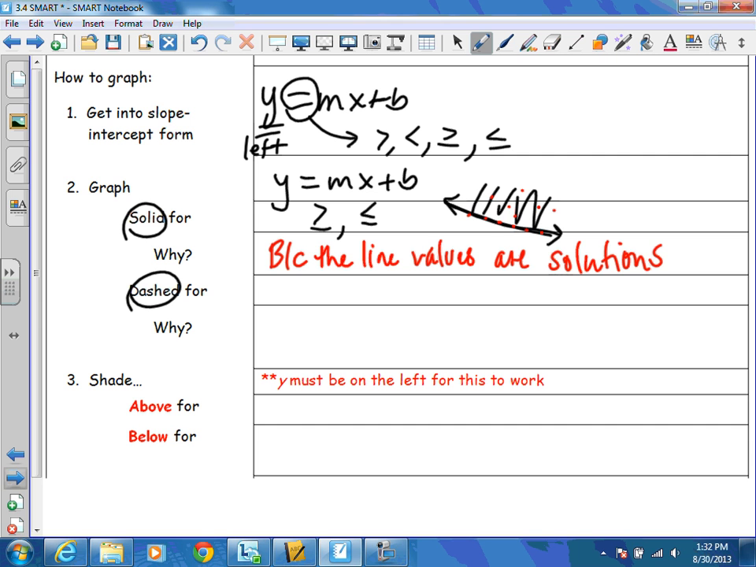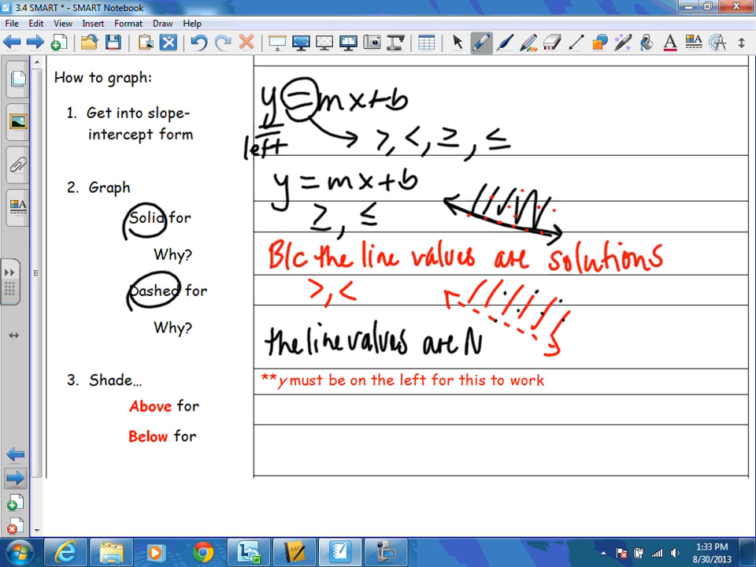And when's it going to be dashed? When you have what kind of signs? Greater than or less than. And you're going to have some kind of dashed line when you go do it. And why are you going to have it dashed? These are solutions in the shading, right? Is this going to be a solution on the line now? No. Okay? So the line values are not solutions.